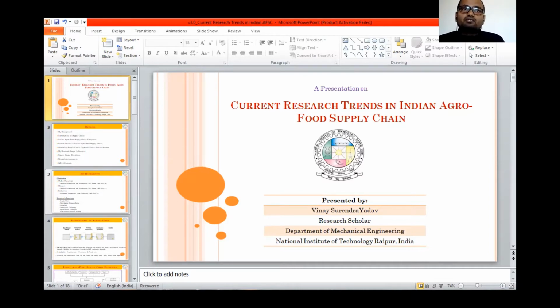Basically, the first one is the service chain. This is also known as the farm to fork supply chain or plow to plate supply chain. What happens is the farmer produces, and they sell their produce in the government regulated market, which is known as mandi in the local language.